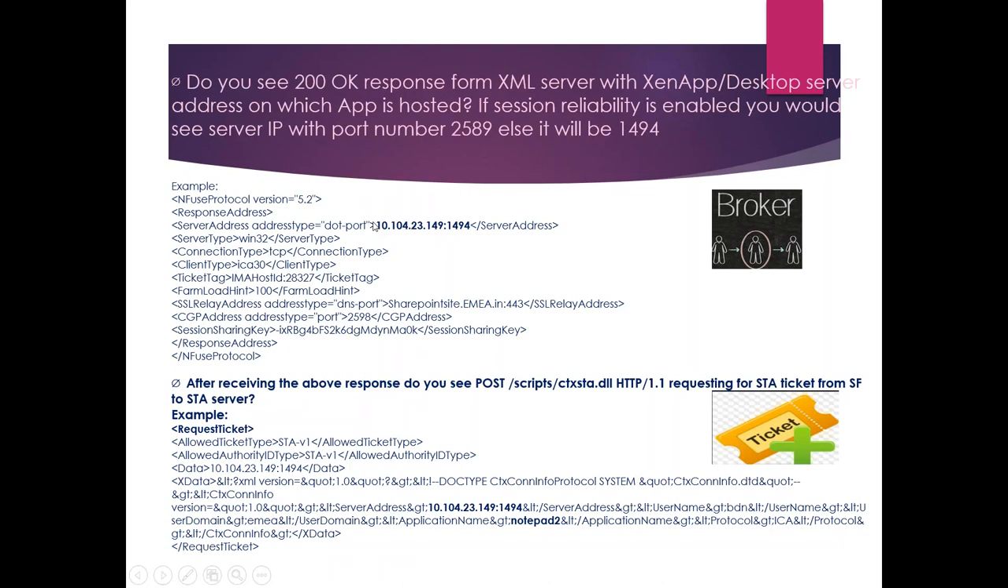And after this, you just see the XML server will respond with the XenApp server. You see my XenApp server is 10.104.23.149:1494. So the XML server has given the XenApp IP right now here. If session reliability is enabled, then you'll see 2598.